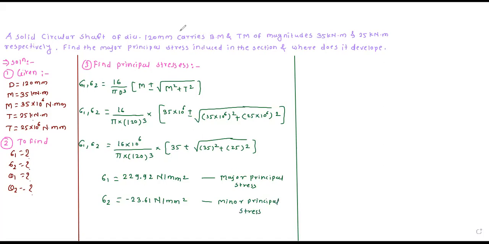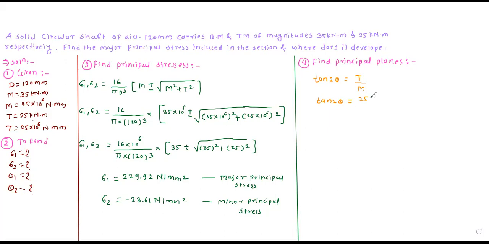So the next step is we have to find out the principal planes. Which equation do we have to use for finding the principal plane? Anyone remember? Tan 2 theta equals T upon M. So tan 2 theta is equal to torque upon moment.